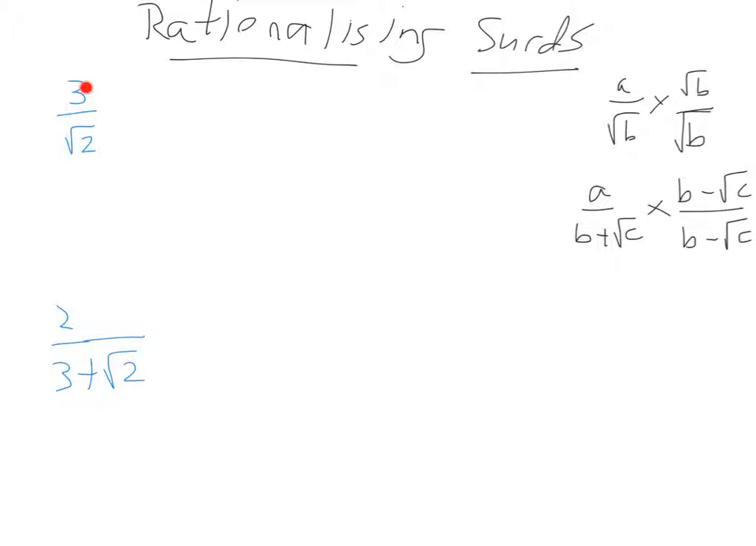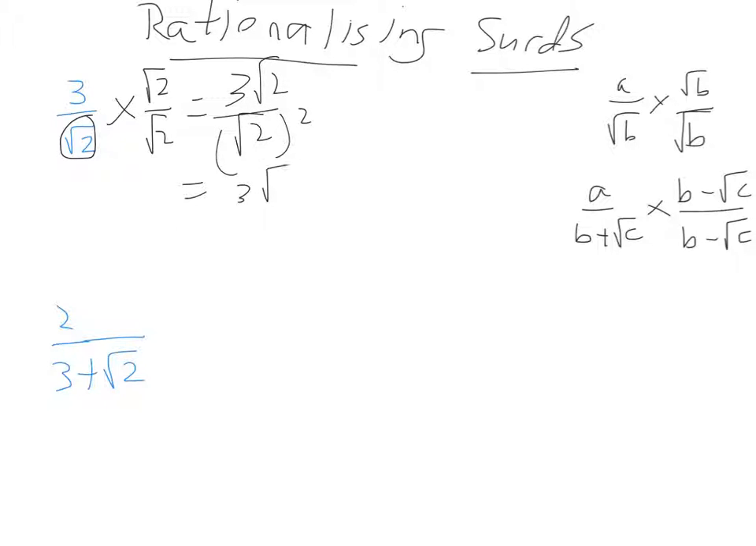Over here, we've got 3 over the square root of 2. Now, we want to multiply that by 1, except we multiply that by 1 in a special way, and that is a fraction of root 2 over root 2. Now that becomes 3 root 2 over the square root of 2 squared, and that ends up being 3 root 2 over 2. And that's it.